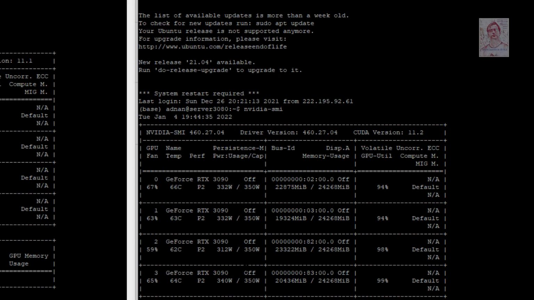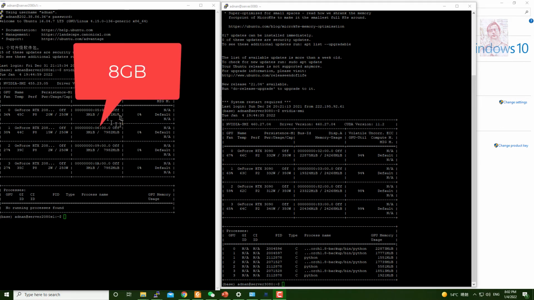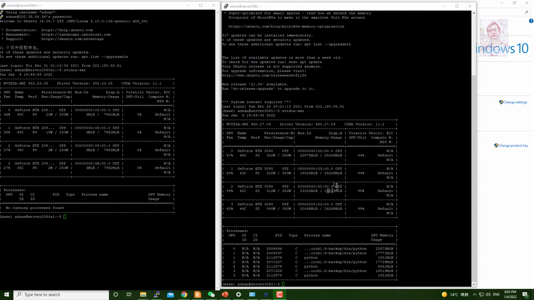Further, you can pause the video, or maybe I can tell you even better. This one has 8 MB per processor, and there are 4 processors in total. If we go here, it's 24 GB, and again these are 4 processors. I have an account on another server, and that server has around 20 GB per GPU.